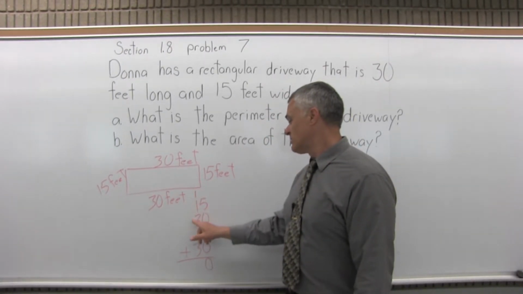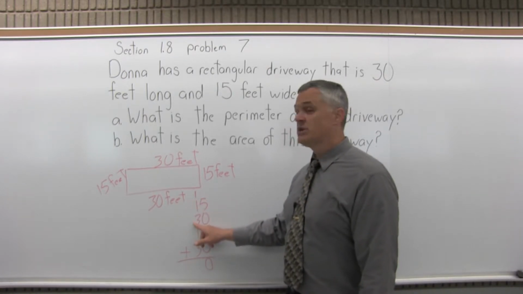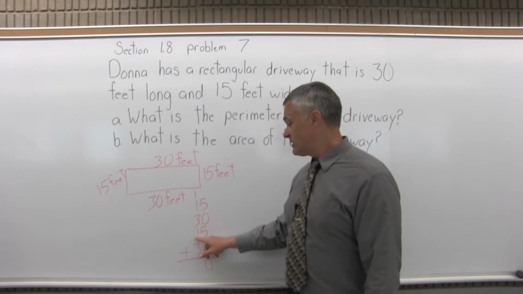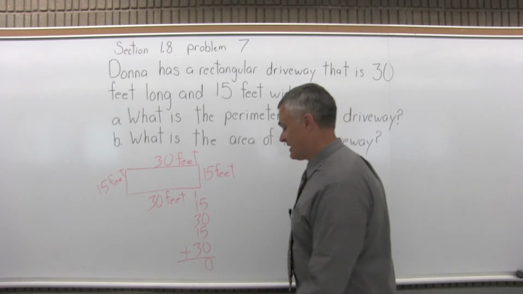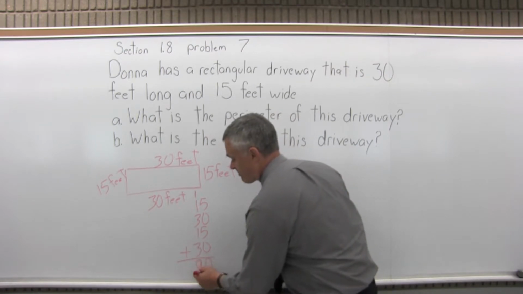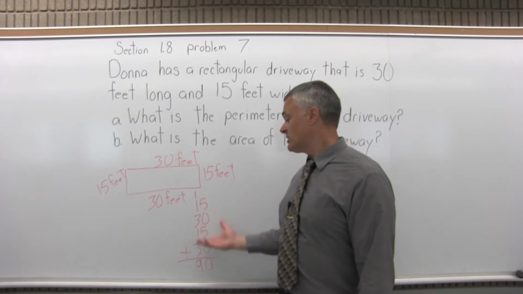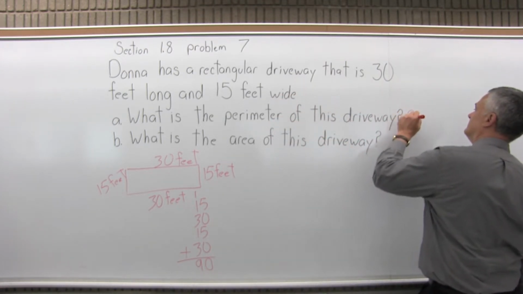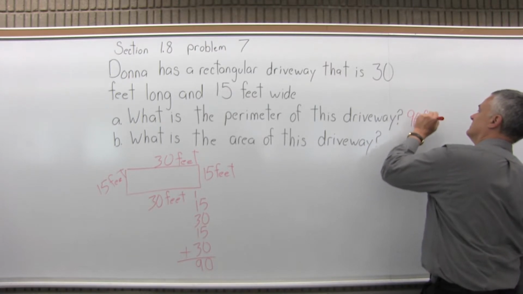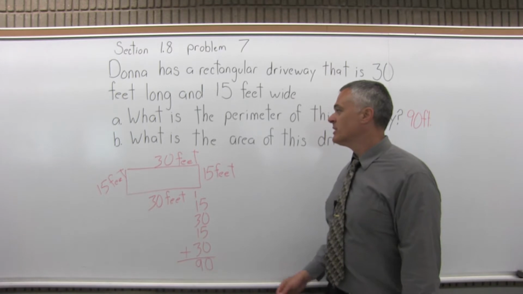I'll add 1 plus 1 plus 3 plus 1 plus 3. So 1 plus 1 is 2, 2 plus 3 is 5, 5 plus 1 is 6, and then 6 plus 3 more is 9. So that gives me an answer of 90. Now this is in feet, so the answer is the perimeter of the driveway is 90 feet. You want to include the units of measure for an application problem.